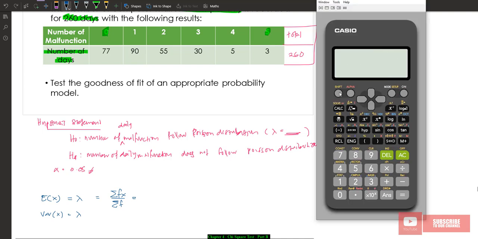So we need to clear our memory. Let me click shift 9 all. Yes, so we clear all the memory. Click shift mode, find statistics number 4, and turn on the frequency value. Then click mode, click 3 for statistics and 1 for 1-variable. So we input our x values. We don't have any 6, we go up to 5.